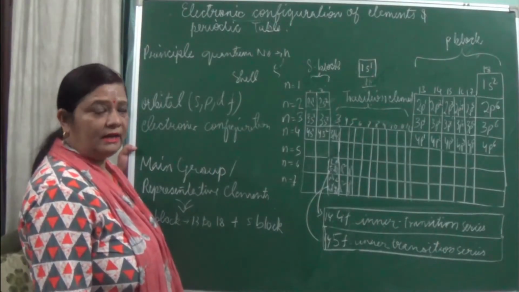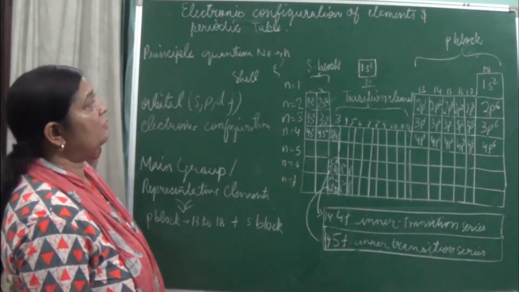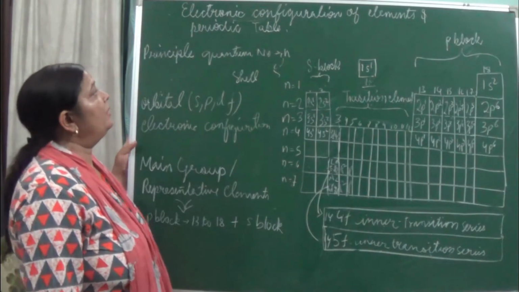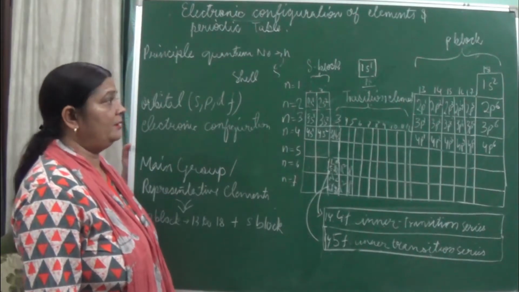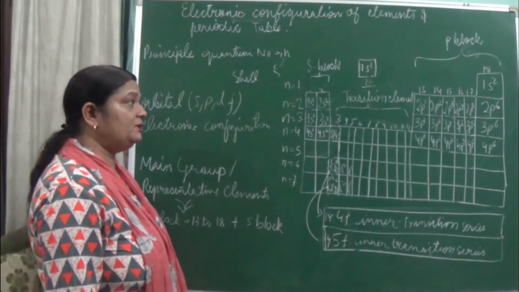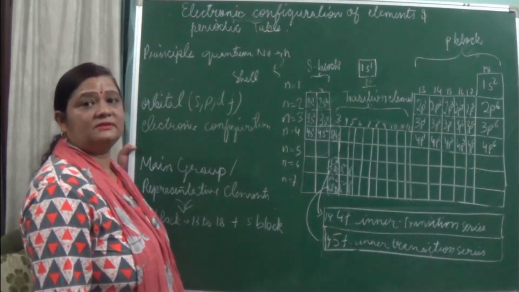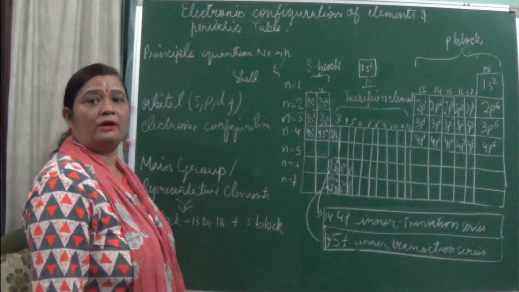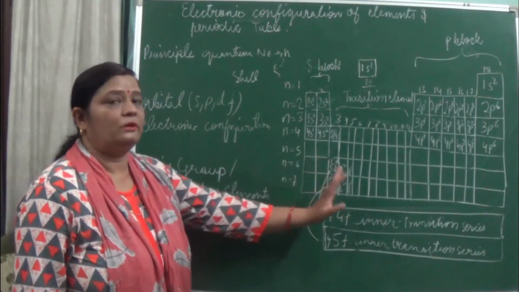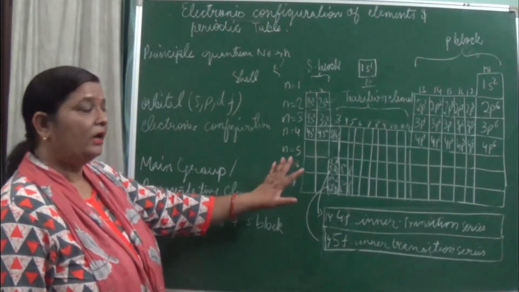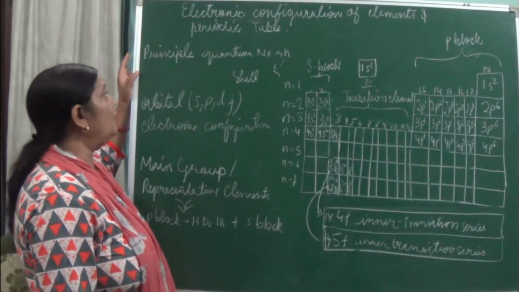Now we are going to study electronic configuration of elements and the periodic table. The basic thing for both is the atomic number. We discussed in our last video that Moseley said atomic number is fundamental for the classification of elements, not atomic mass. Then Bohr gave the modern periodic table which we are seeing on the board.